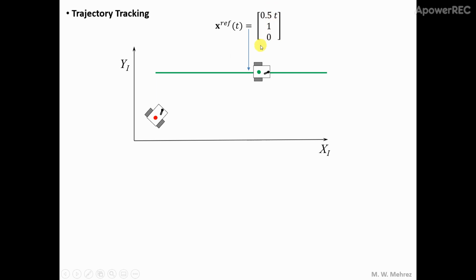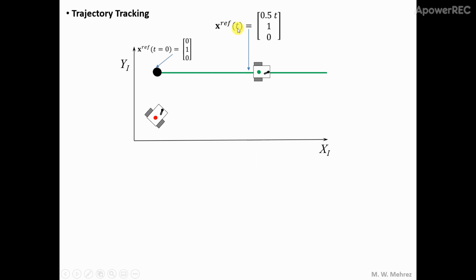So this reference means that we would like our robot to go from left to right along this line while the robot is facing the positive x direction. So the first thing you would note here about this reference is that this reference now is a function of time. So the reference is not fixed anymore as in the point stabilization case.